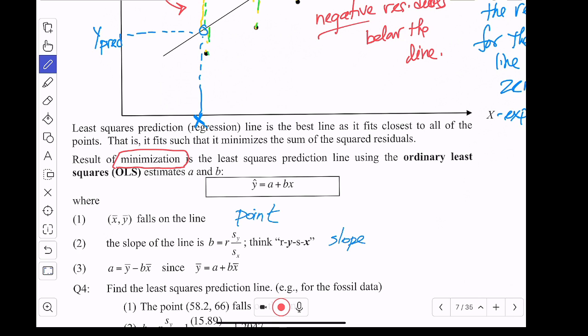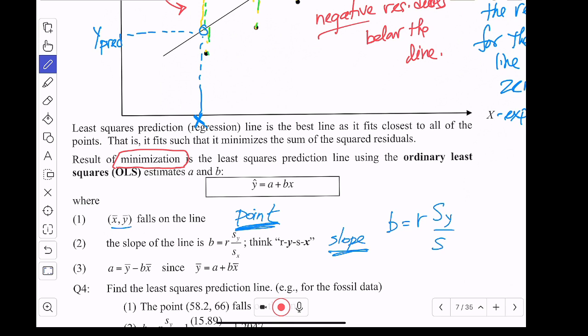The challenge is that we have so many observations, we use them to find this best fit line, but we can't use standard mathematics, right? Because we don't know which point to use. But I'm telling you right now, this has to fall on the line, x bar, y bar, and the slope will always be computed this way.